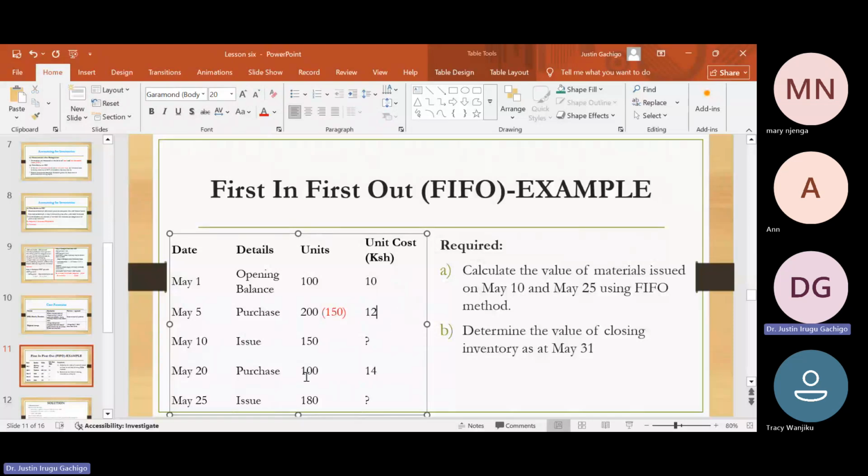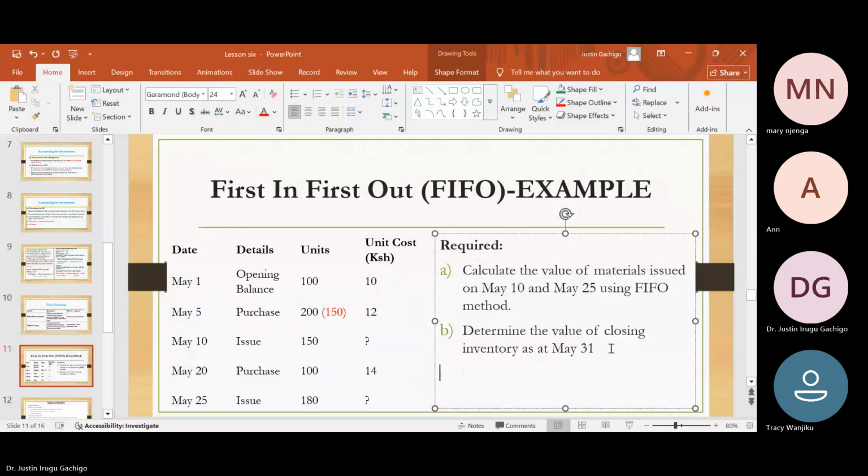So then when you come here, the purchase, we have this one, then we have issued this. Can someone now tell me how we are going to issue this one? So the first one, we have talked about, let me just put it here. We have talked about 100, you multiply by 10.